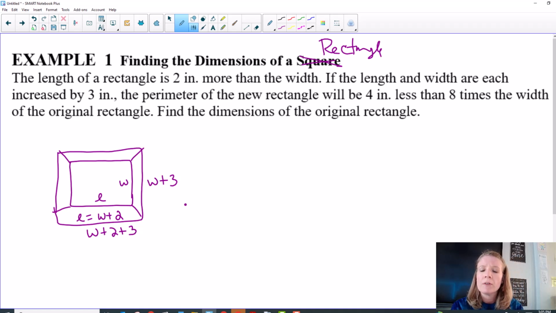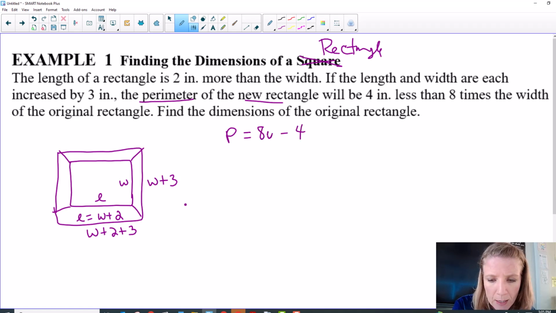The perimeter of the new rectangle will be 4 less than 8 times the width. Okay? Make sure you're clear on what's happening. All right, so the perimeter is 8 times the width minus 4. 4 less than means minus 4. Find the dimensions of the original rectangle.